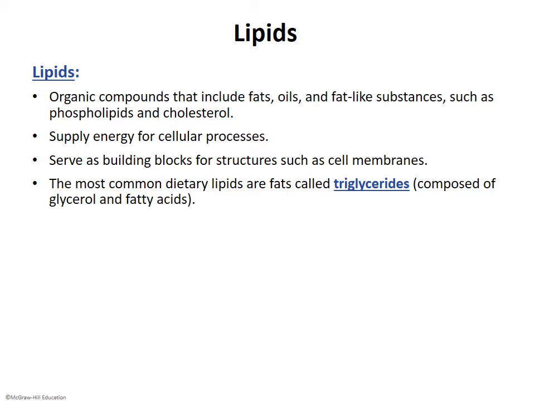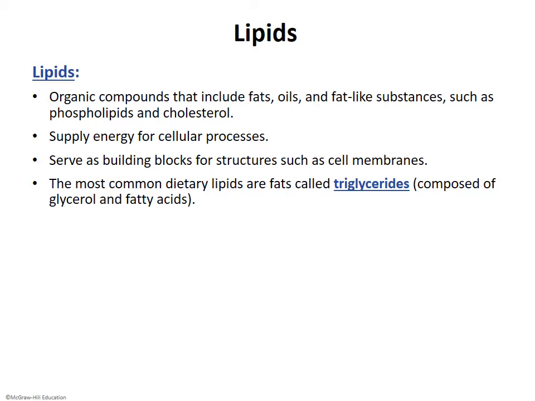Now, they do supply energy for cellular processes. It can be burned. It actually has more energy per weight than the carbohydrates do. But it just also produces a byproduct that can cause an issue. But they are building blocks for structures such as cell membranes. Again, remember phospholipids. The cell membrane is a phospholipid bilayer.